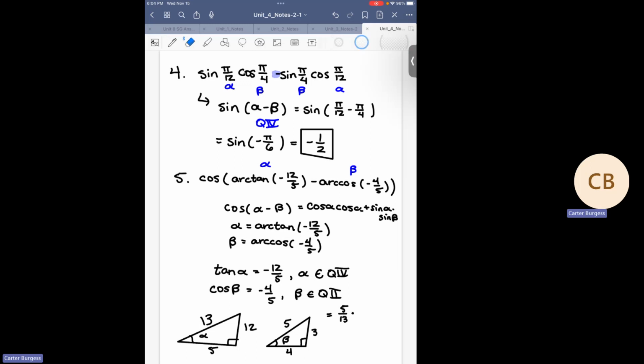Cosine of beta, that should say beta, not alpha. We already know what that is. That is negative 4 over 5. And then plus sine of alpha, that's going to be opposite over hypotenuse. That is 12 over 13, and it will be negative because sine is negative in quadrant 4. And sine of beta, 3 over 5, positive because sine is positive in quadrant 2. And so we end up with negative 20 over 65 minus 30. This is negative 56 over 65. Clean that up a little bit. Negative 56 over 65.